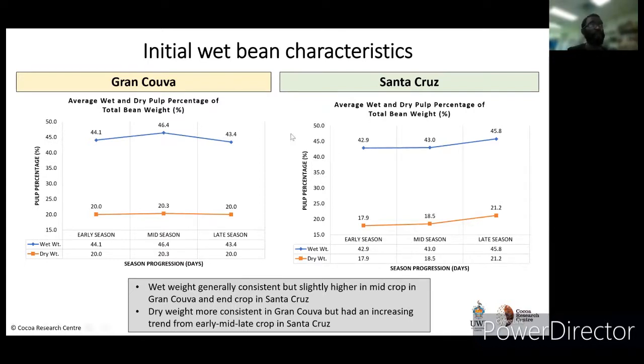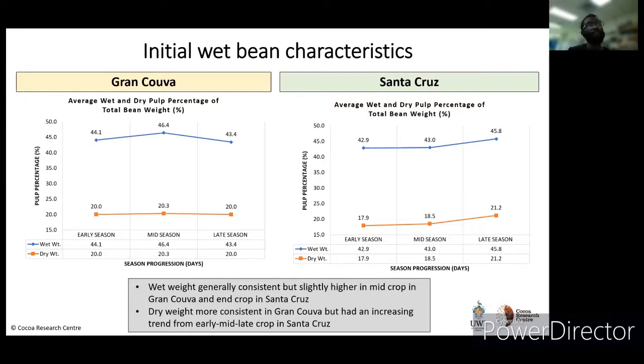Okay, so if we look at the wet percentage in terms of the total bean in both locations, we saw that the values were very similar, where a peak occurred in the Grand Couva area in the mid-season, and a peak occurred in the late season for the Santa Cruz area.